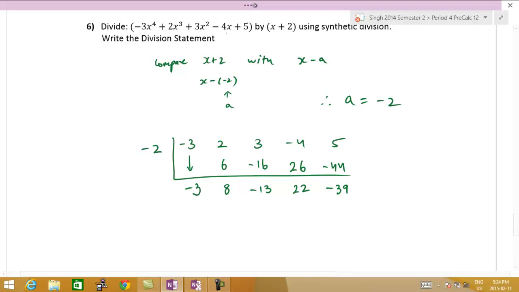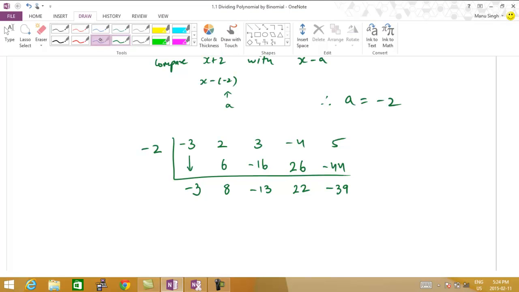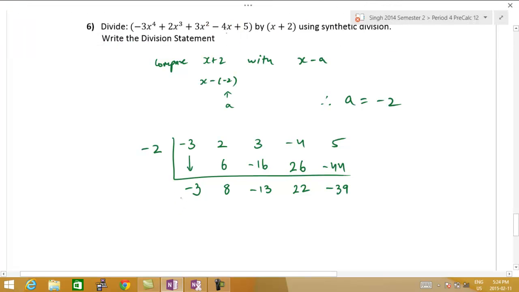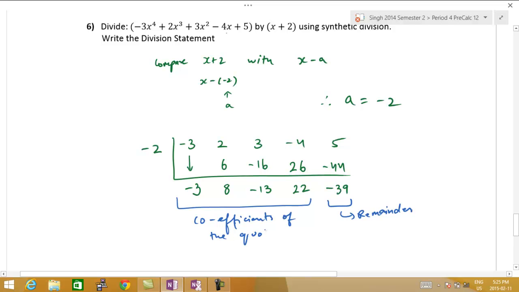Now, once we've done that, all the work is done. We just got to recognize what information is where. So the first part minus the last term, those are our coefficients, and the last part is our remainder. These are the coefficients of the quotient. Okay, that's the easy part now.